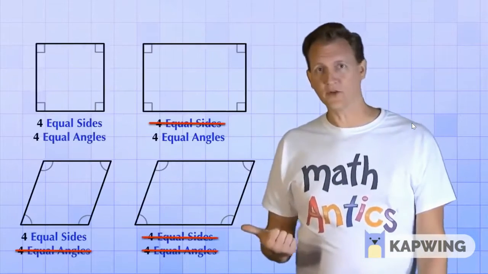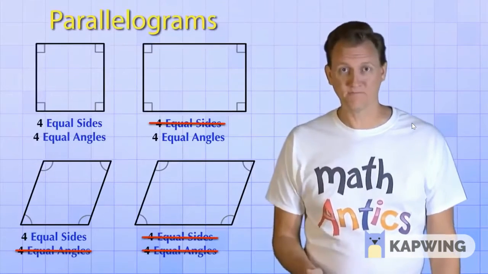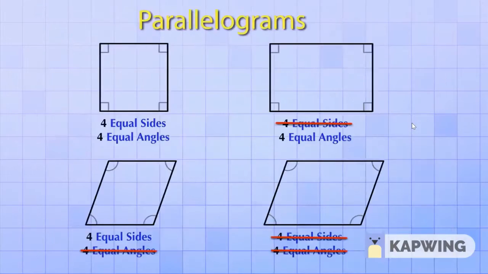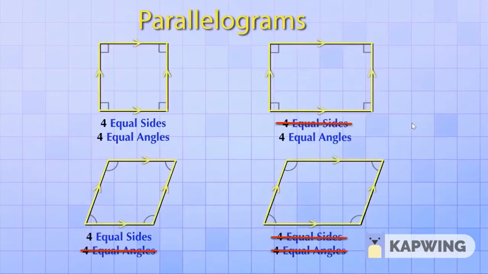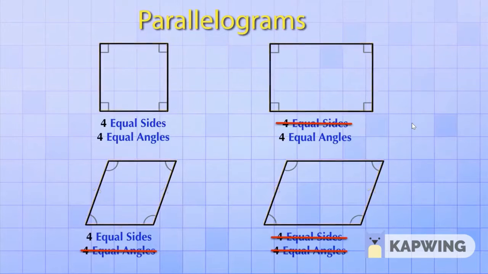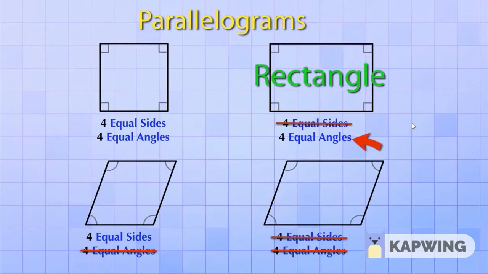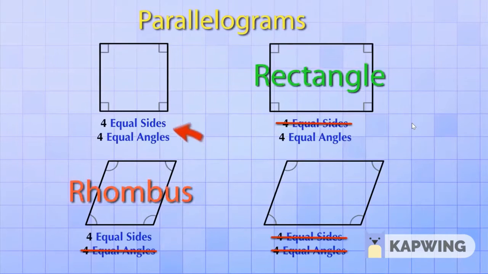If that's the definition of a parallelogram, a quadrilateral that's made from 2 pairs of parallel sides, then wouldn't all these other shapes be parallelograms too? Exactly. All of these shapes are parallelograms, just like they're all quadrilaterals. It's just that we have special names for them if their angles are all equal, a rectangle, or if their sides are all equal, a rhombus, or if both their sides and their angles are all equal, a square.